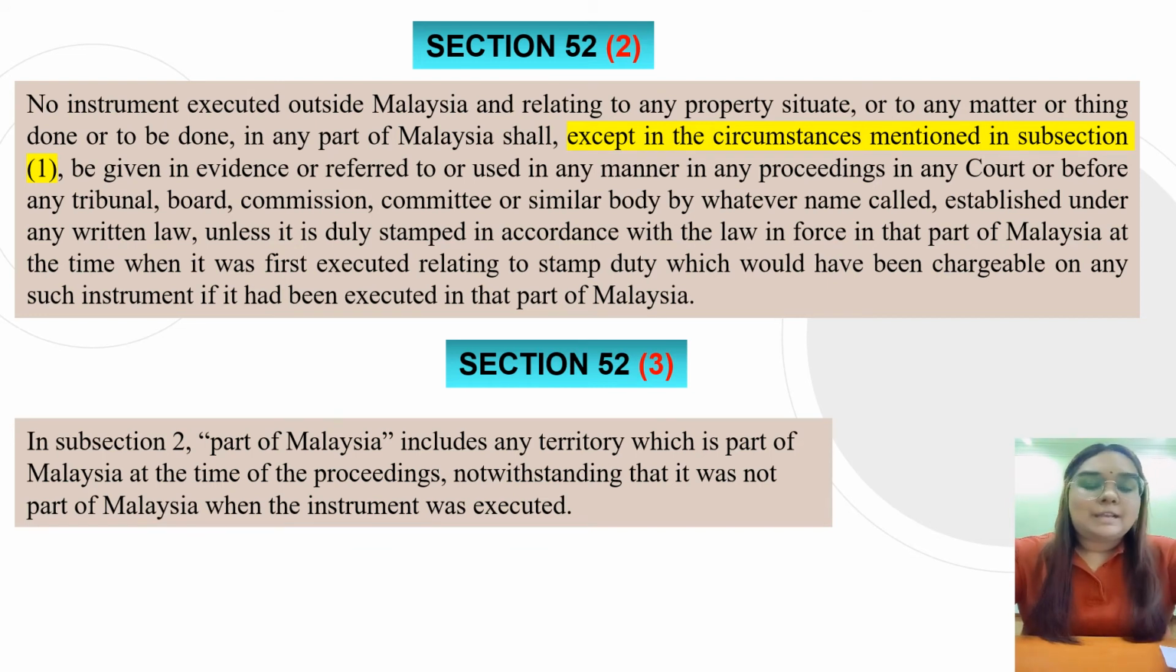So the next one is section 52 subsection 3. In subsection 2, it mentions that part of Malaysia includes any territory which is part of Malaysia at the time of the proceeding, notwithstanding that it was not part of Malaysia when the instrument was executed.